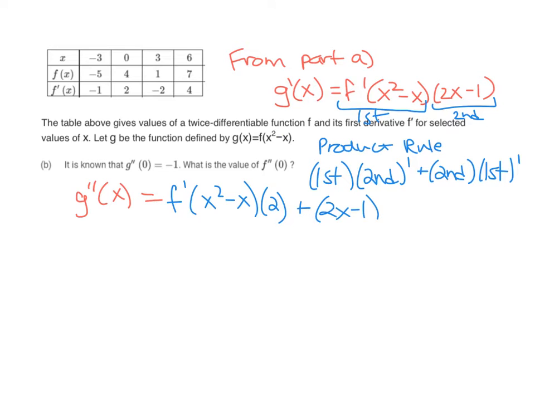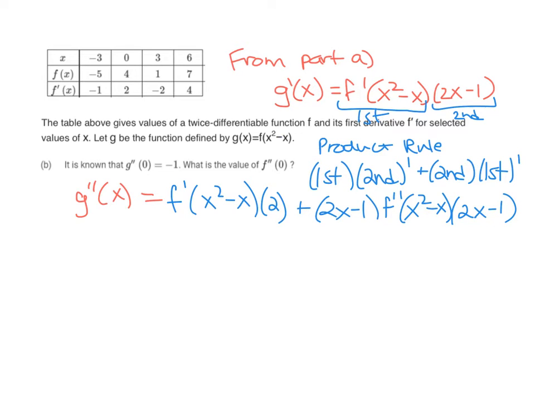So you start by doing the derivative of the f prime. Derivative of f prime is f double prime. Keep the inside the same. Then you multiply that by the derivative of the inside, which again is 2x minus 1.